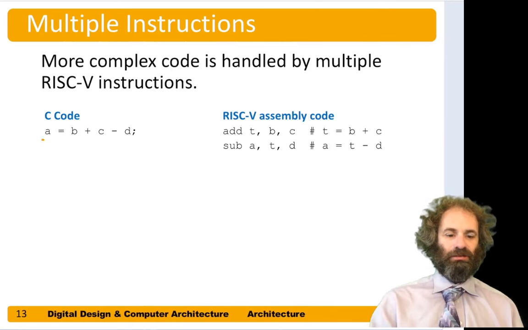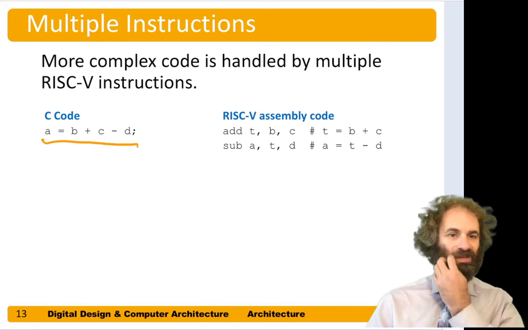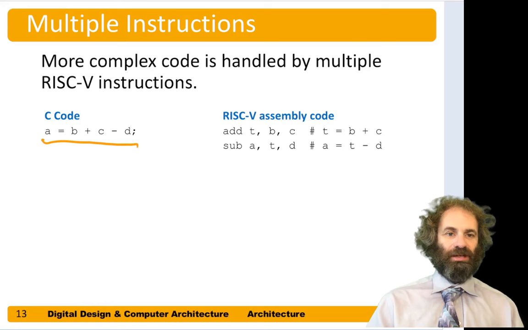Suppose we wanted to write a slightly more complicated program, a = b + c - d. You could imagine an architecture that had an instruction that did all this in one, but in RISC-V instead we break it into two steps. We'll add t gets b plus c, and then we'll subtract a gets t minus d, which will give us the b plus c minus d. So we've introduced a temporary register t and a sequence of two instructions to run the program.